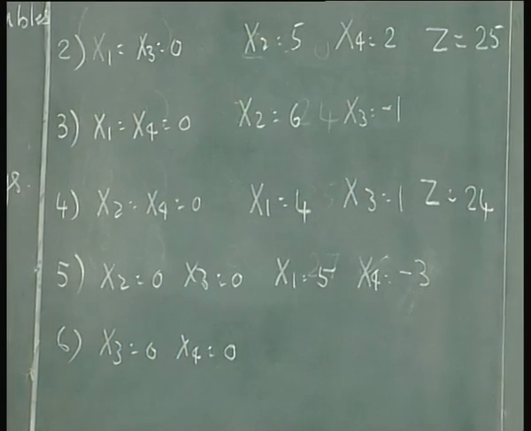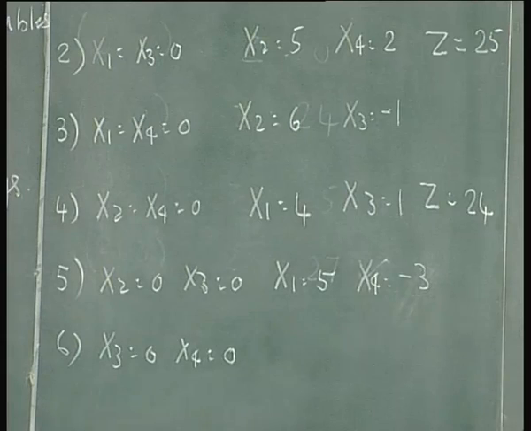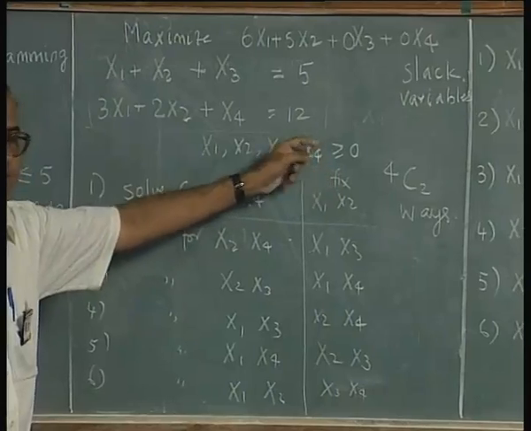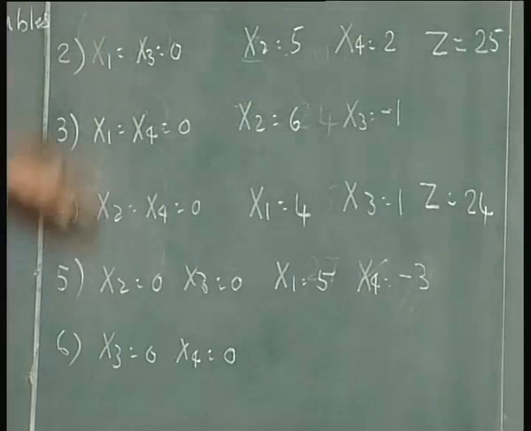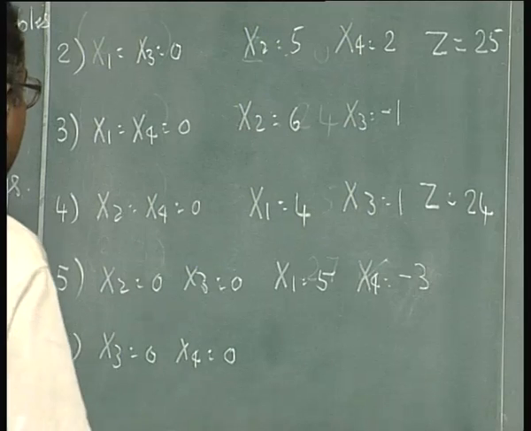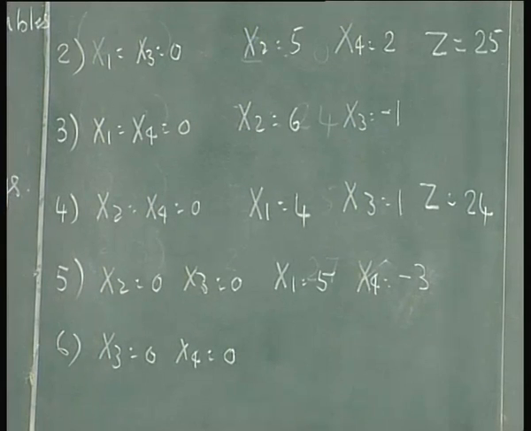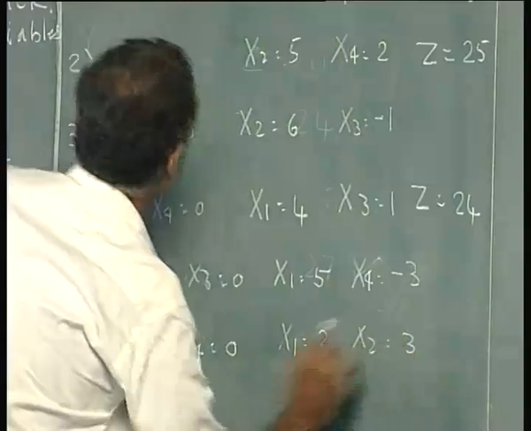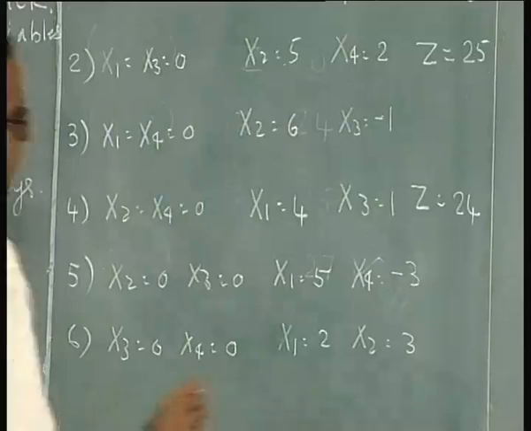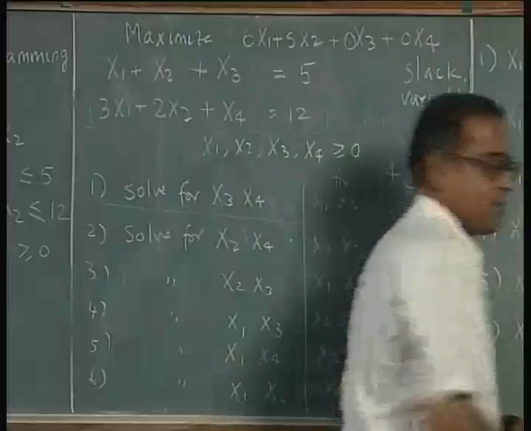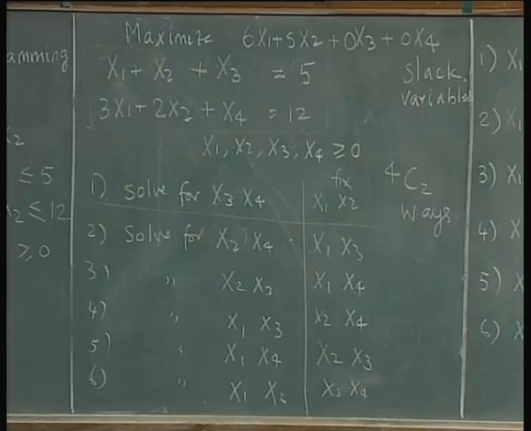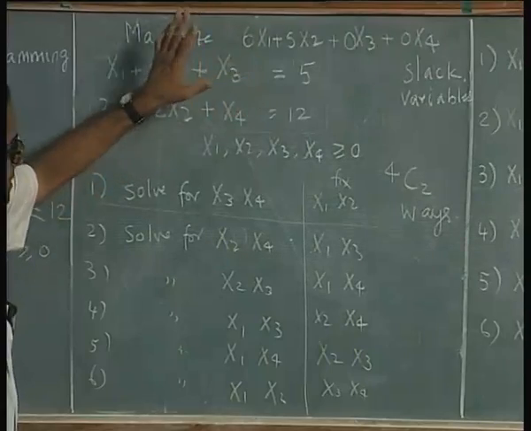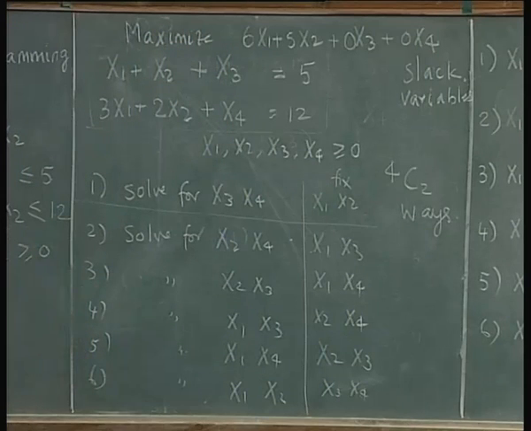The last one is x3 equal to 0, x4 equal to 0, and for this example now, which means I have to solve x1 plus x2 equal to 5, 3x1 plus 2x2 equal to 12, which is slightly more involved than any of the 5 cases, and you finally get the solution here, which gives me x1 equal to 2, x2 equal to 3. So, 6 into 2 is 12 plus 15, z equal to 27. So, what we have now done is we first converted the inequalities to equations, and then we realized that we have now more variables than equations.